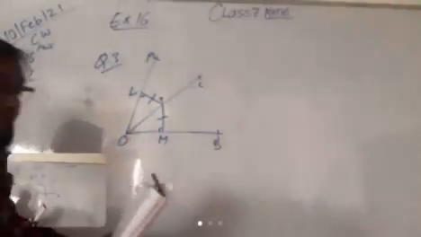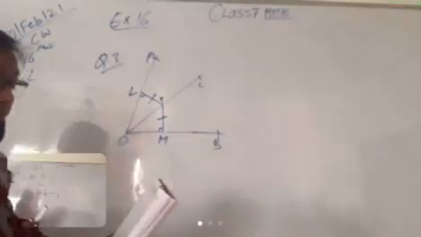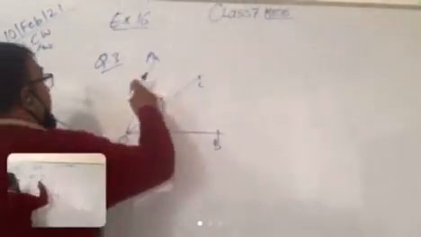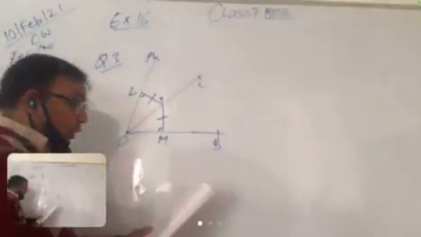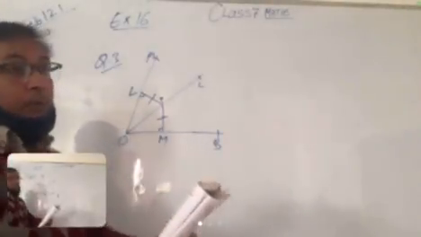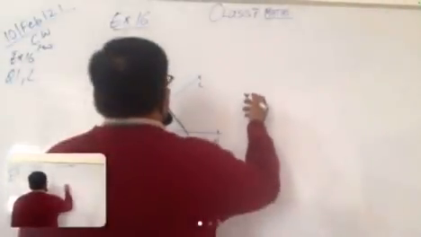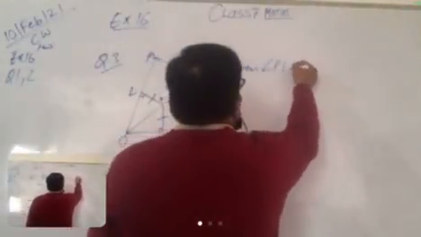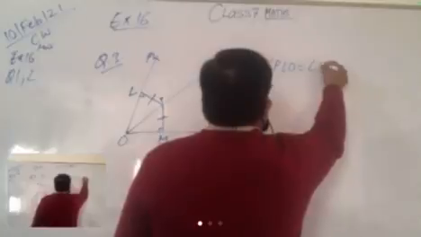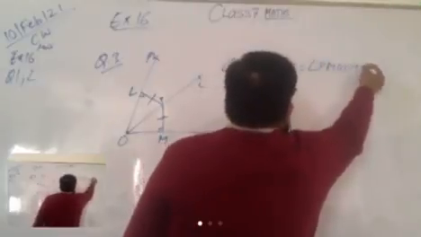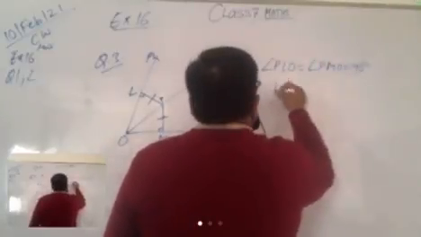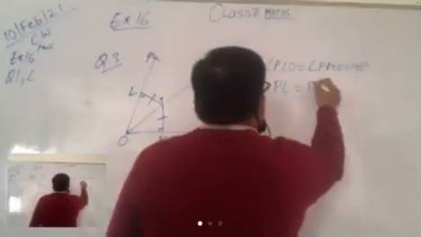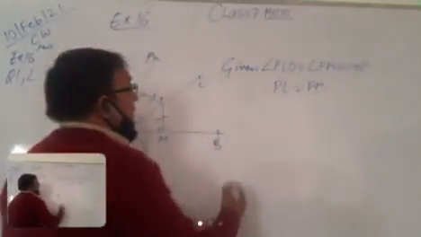So are triangles PLO and PMO congruent? Give reason to support your answer. So given is what? Angle PLO is equal to angle PMO is equal to 90 degree. PL is equal to PM. Yes?